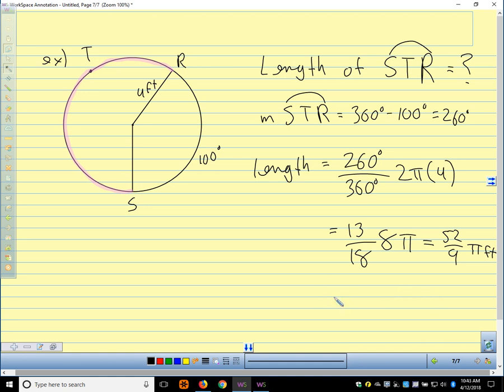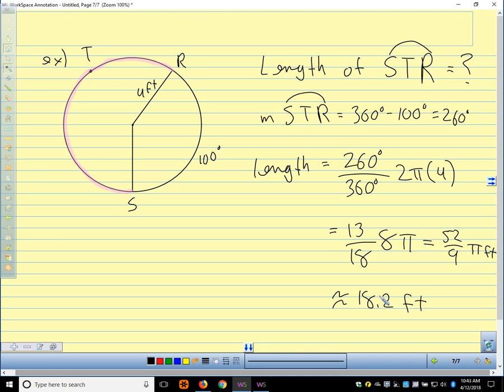And I could plug that in my calculator and I get approximately 18.2 feet if we round to the 10th. And to get this 52/9, multiply 8 by 13 and then reduce the fraction that you get there. So this would be my answer in terms of pi. This would be my answer rounded to the 10th. All right, questions?